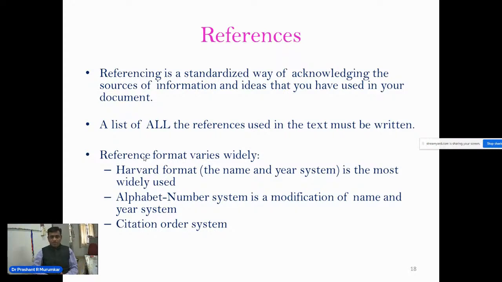There will be the alphabet number system, a modification of the name and year system, and then another citation order system. So as per that, the best thing you can do is take a published article from the same journal and see how they have written the references. You should follow that. Most important is that you should refer to the latest one.